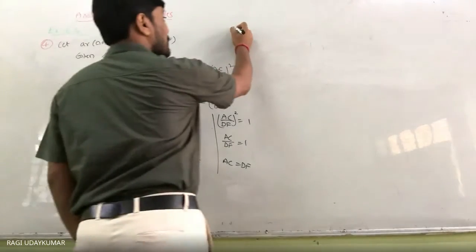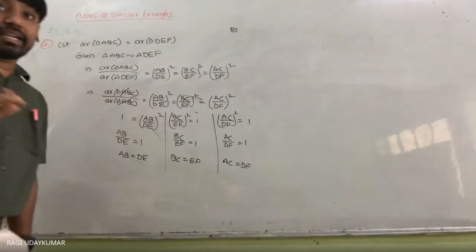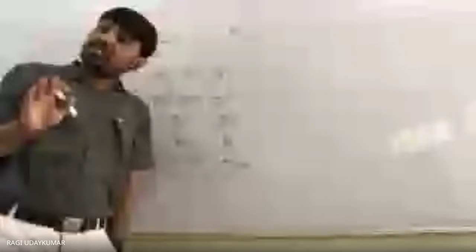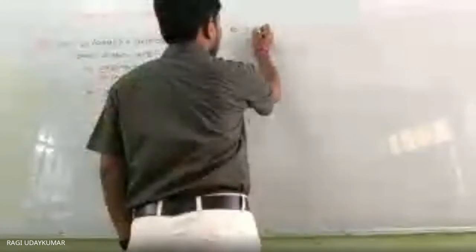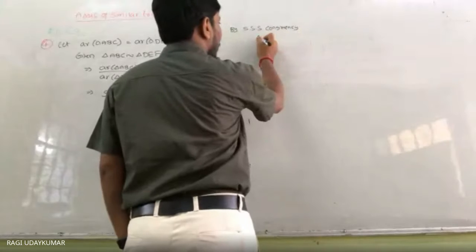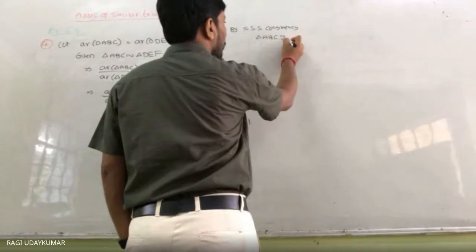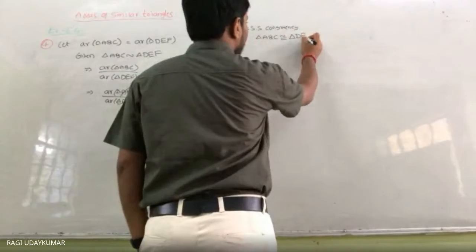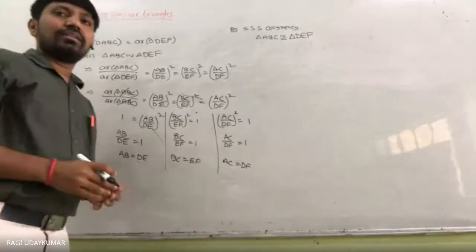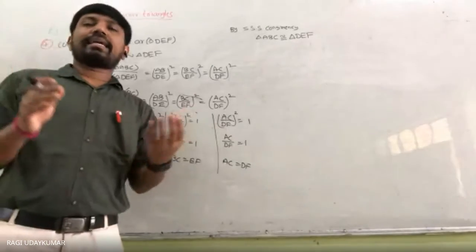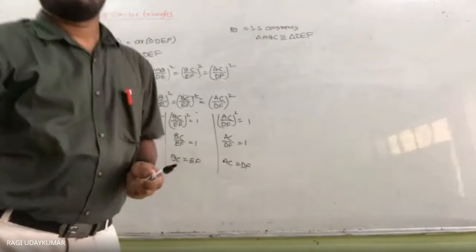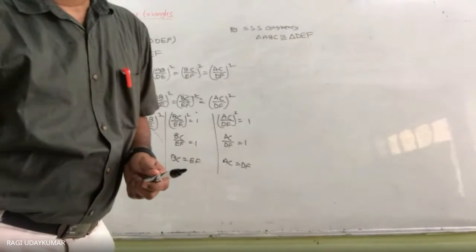So by SSS congruency, actually ratio similarity, we are asking you to prove congruency by SSS congruency. Triangle ABC is congruent to triangle DEF. Therefore, at last in the conclusion, you need to write that if the areas of two similar triangles are equal, then they are congruent.